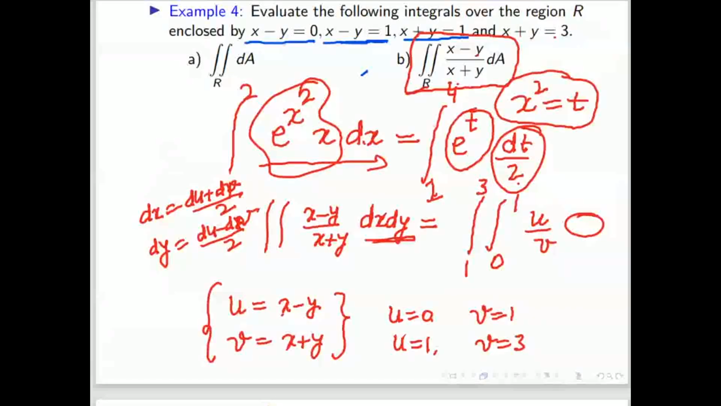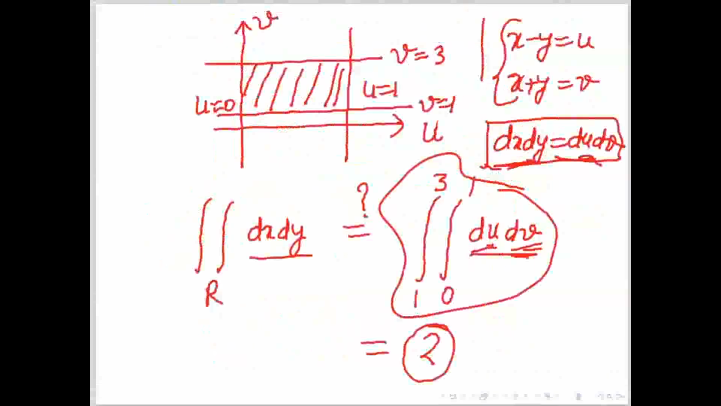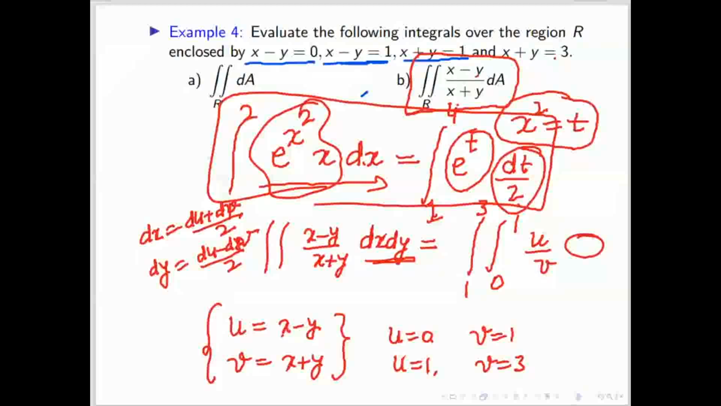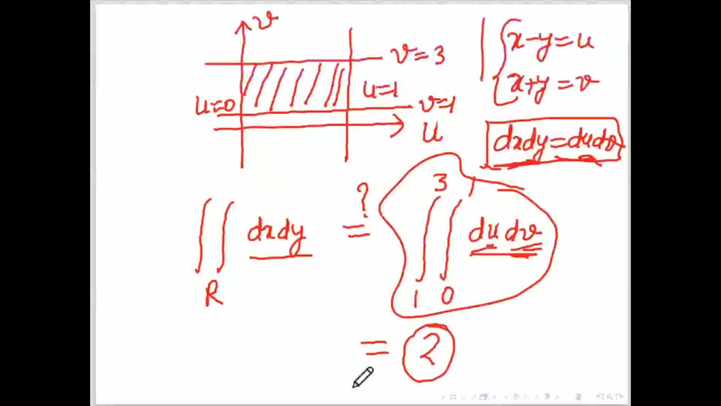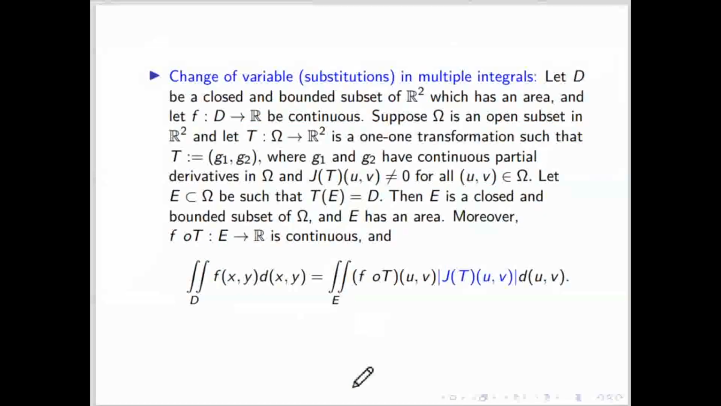So now we'll learn how to change this, how to do substitution. Like if you substitute x squared equal to t, you know in the single variable how to do the substitution. So that is called substitution or change of variable. Once we learn this, we will come back to example number 4. That transformation I already gave: u equal to x minus y and v equal to x plus y.